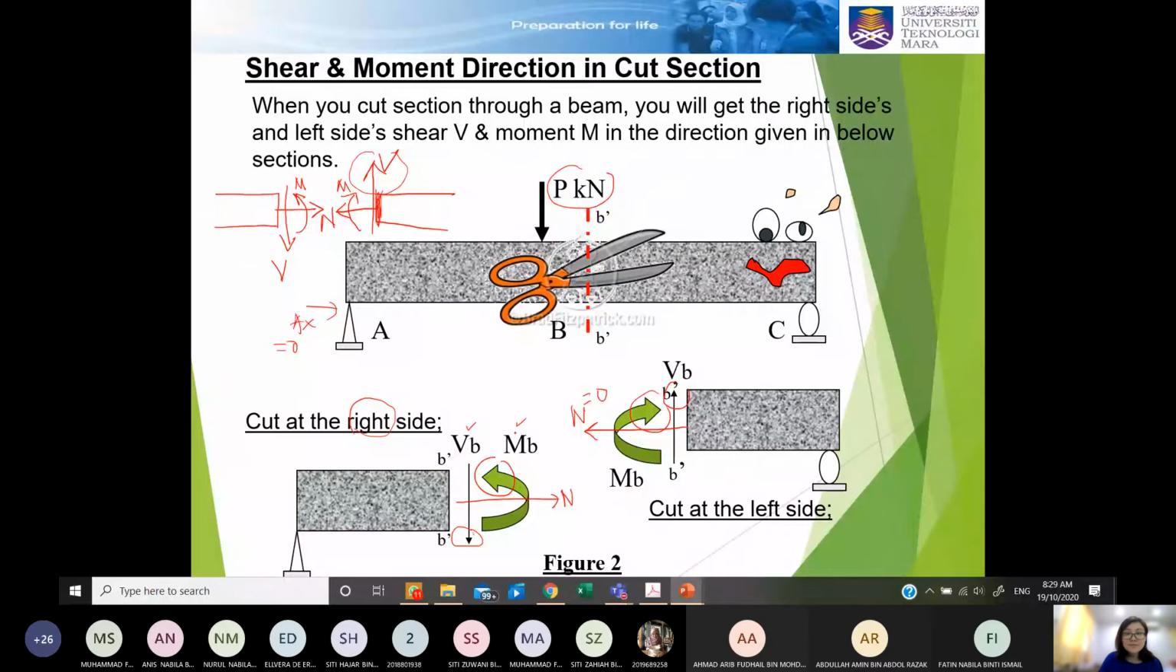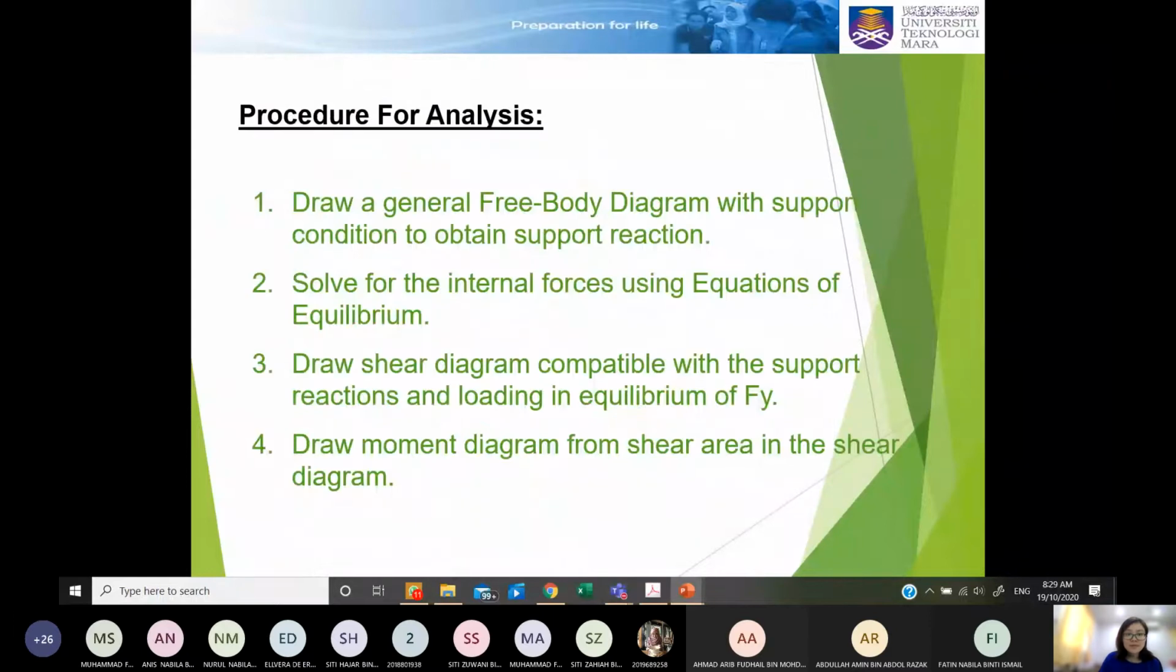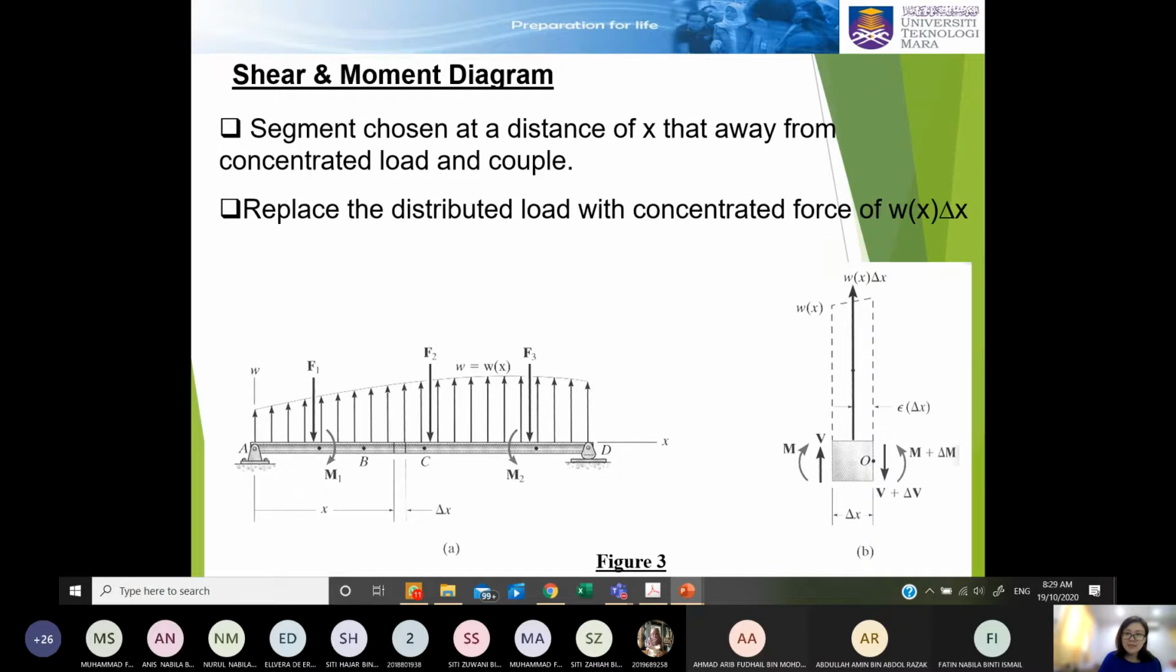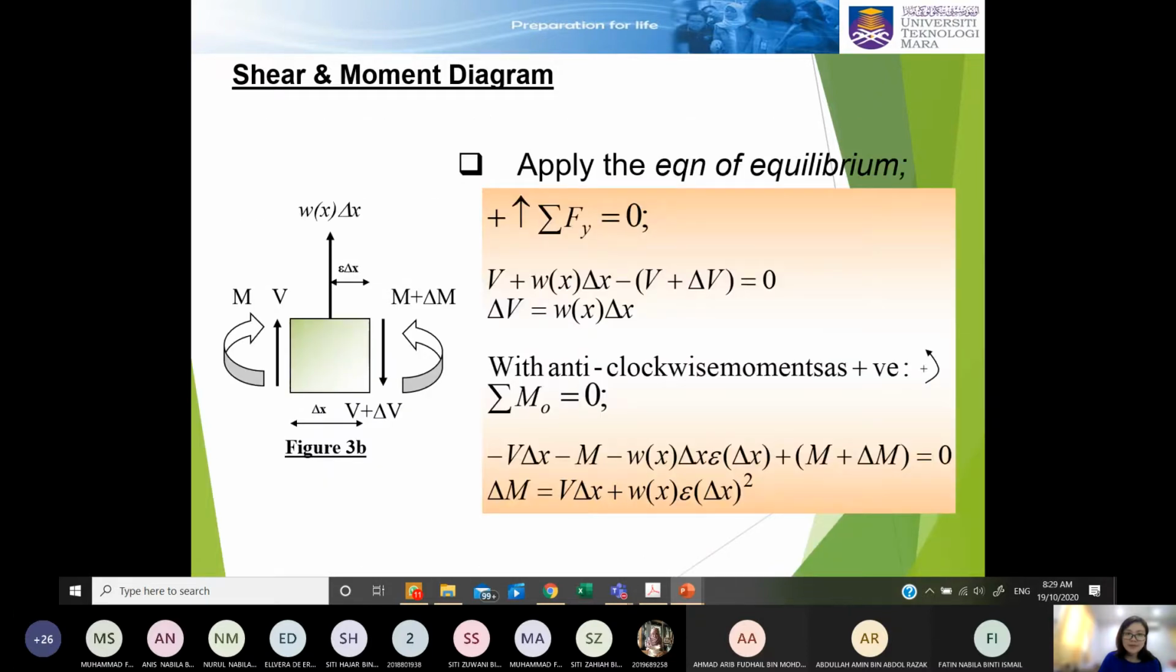Good try. This is the procedure for analysis, you can have a look. But the main concept is on the cut section. We cut the section, we put on the equilibrium free body diagram of a section, and then we solve by the equations of equilibrium. It is quite similar to the truss analysis, only right now we are dealing with bending moment. There are more reading slides that you can go through later.